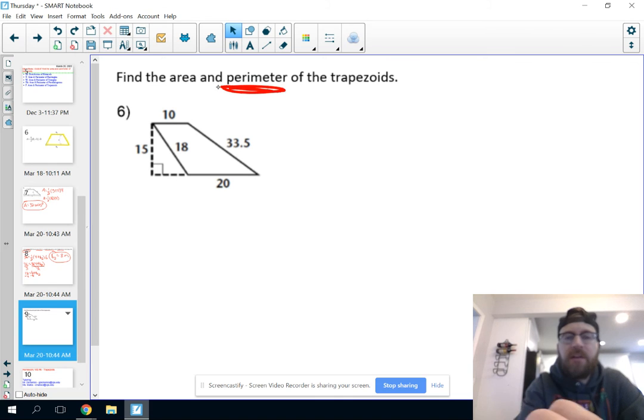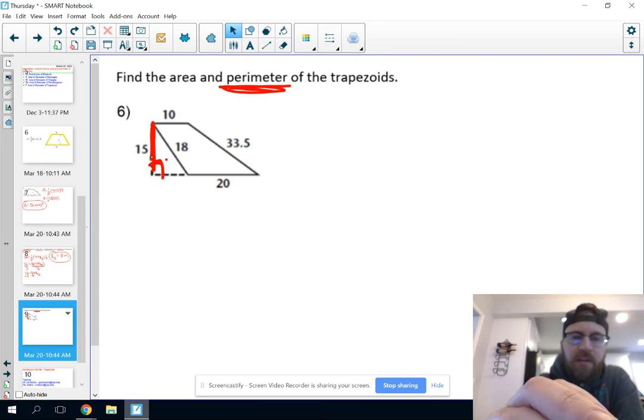So we've talked about area. One thing to notice here, the height is drawn outside of the trapezoid, just like with triangles and parallelograms. You may see that occasionally. So notice our right angle there. So this is going to be our height of 15.